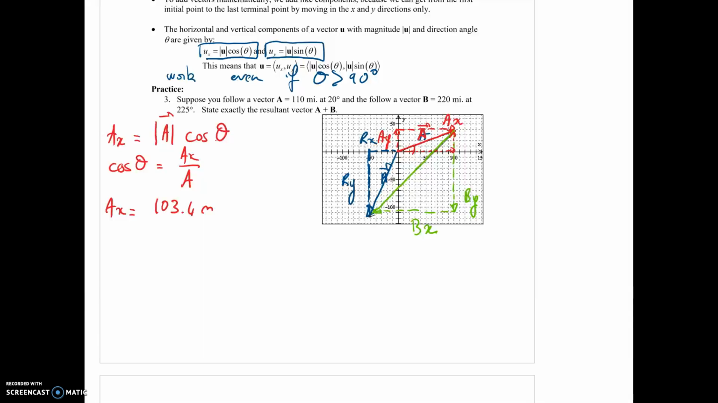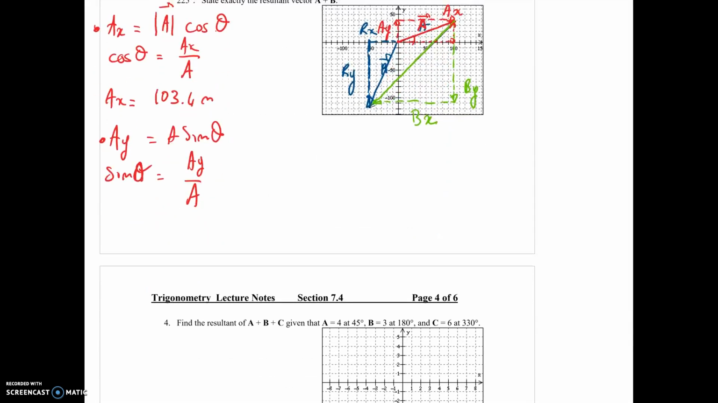Now, if I look at Ay, Ay equals A sine theta, because I know that sine theta equals Ay divided by A, the opposite side divided by the hypotenuse. Therefore I end up with Ay equal to 37.6 when I substitute the magnitude of A and the angle theta equal to 20 degrees.